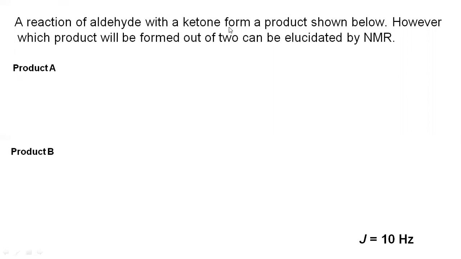A reaction of an aldehyde with a ketone. You have it in MSc second year practical. We will perform this. This year also you have this reaction. A reaction of an aldehyde with a ketone forms a product shown below. However, which product will be formed out of two can be elucidated by the NMR. Is it possible? Yes. So now I have directly taken the product. Directly we are discussing the product here. I have not shown the reactants. No need actually. We do not require the reactants.